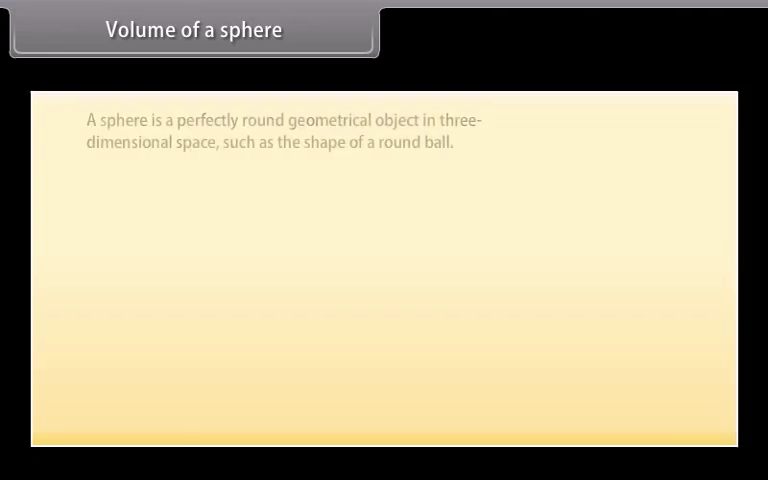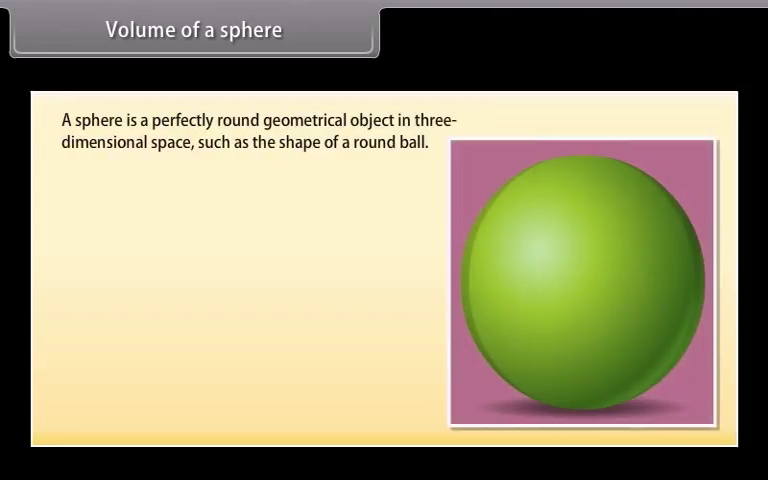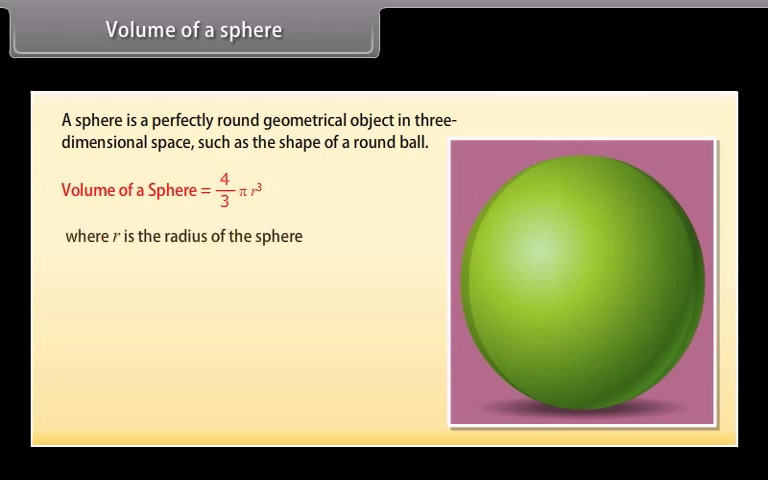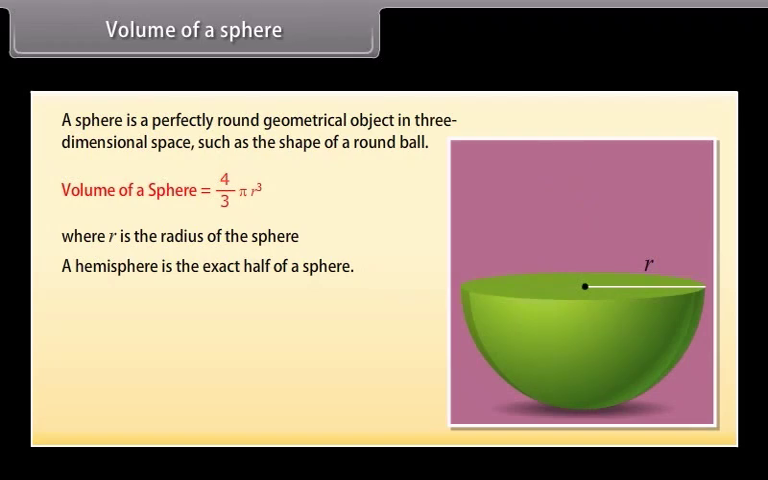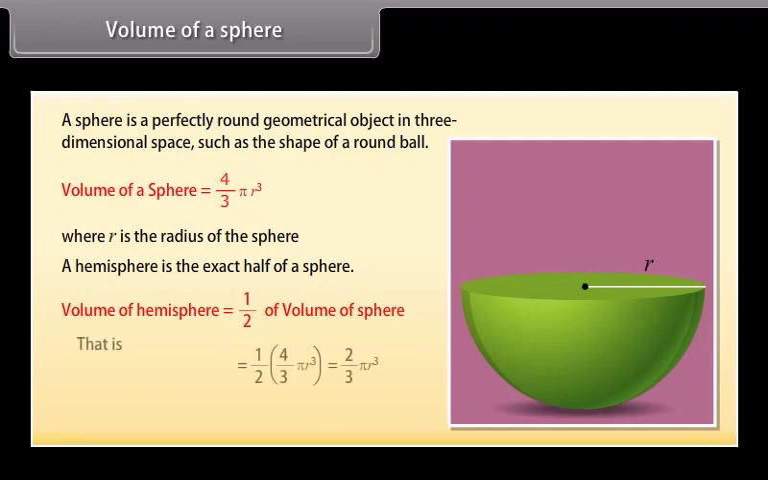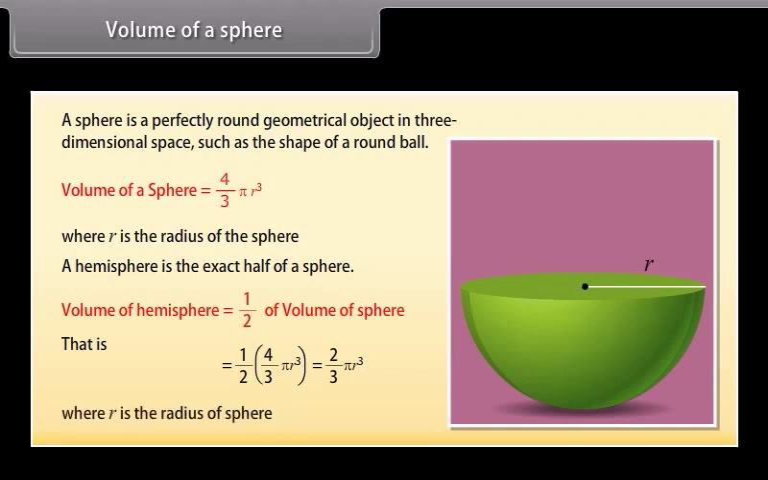Volume of a sphere. A sphere is a perfectly round geometrical object in three-dimensional space, such as the shape of a round ball. The volume of a sphere is given by 4/3 pi r cube, where r is the radius of the sphere. A hemisphere is the exact half of a sphere, and its volume is the half of volume of sphere. That is, volume of hemisphere is 1/2 into 4/3 into pi r cube, which is equal to 2/3 pi r cube, where r is the radius.